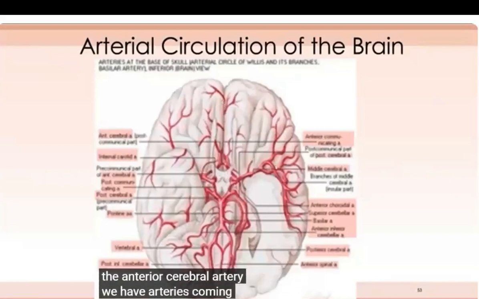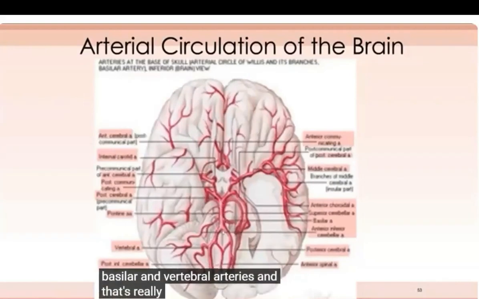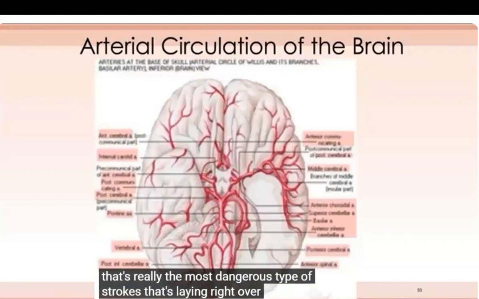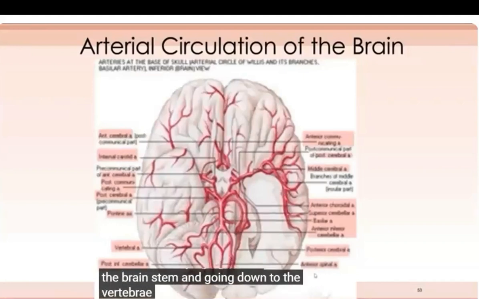We have arteries coming out to the side that supply the parietal lobe and the temporal lobe. That's called the middle cerebral artery. And down here is our posterior cerebral arteries, supplying our posterior occipital lobe. And then we have our basilar and vertebral arteries. And that's really the most dangerous type of strokes. That's laying right over the brain stem and going down to the vertebrae.